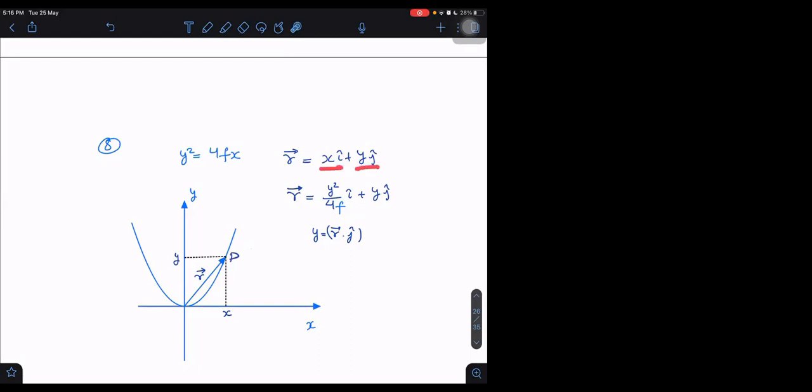x i cap plus y j cap, right or not? But what is the value of x? x can be written as y square upon 4f. Okay, x can be written as y square upon 4f. Then it will become y square upon 4f i cap plus y j cap. This can be regarded as the equation of the parabola in vector form.